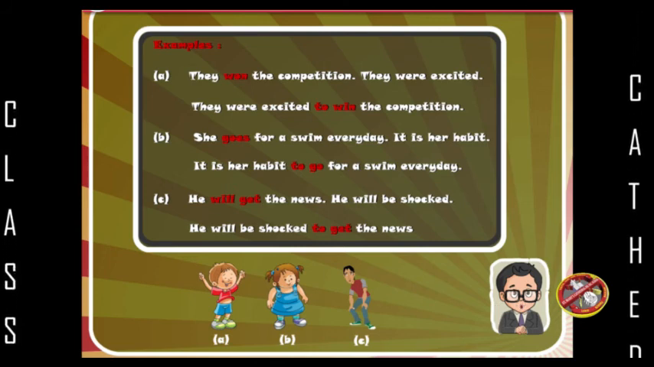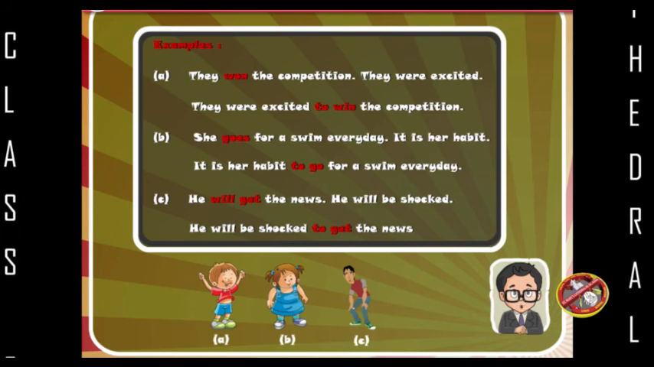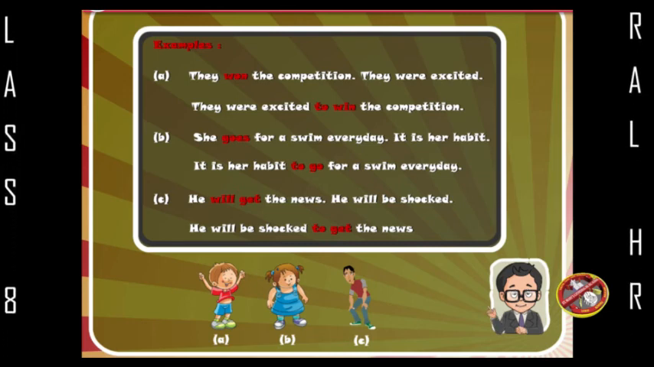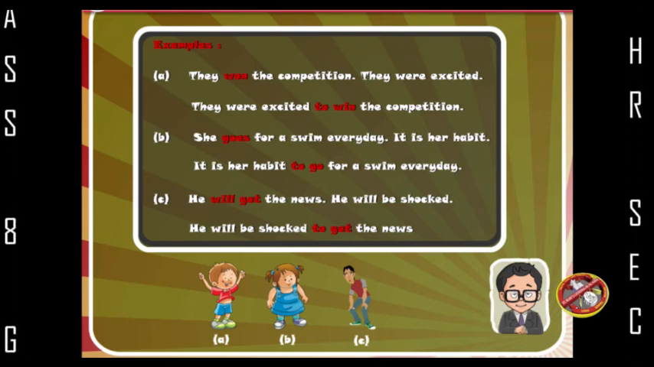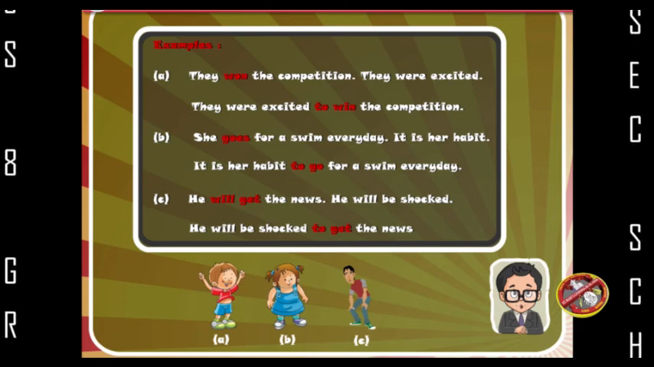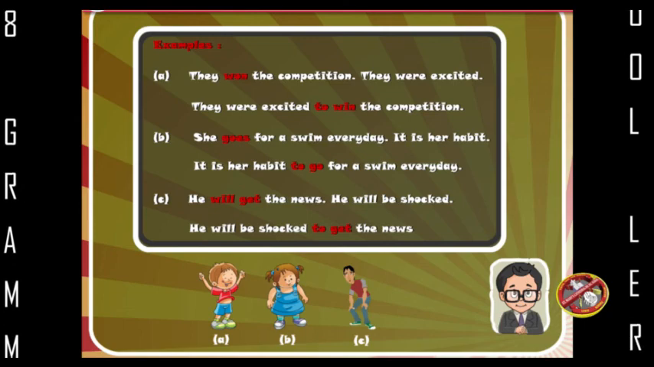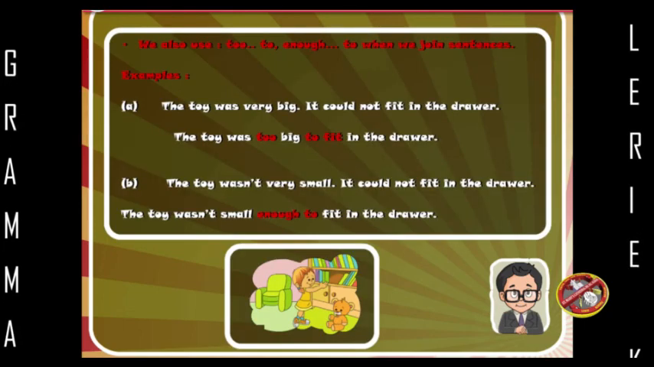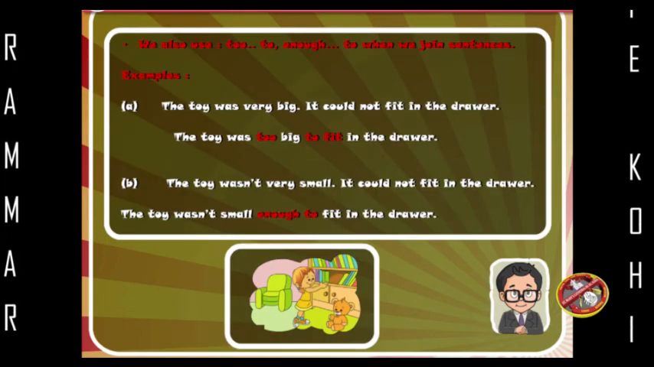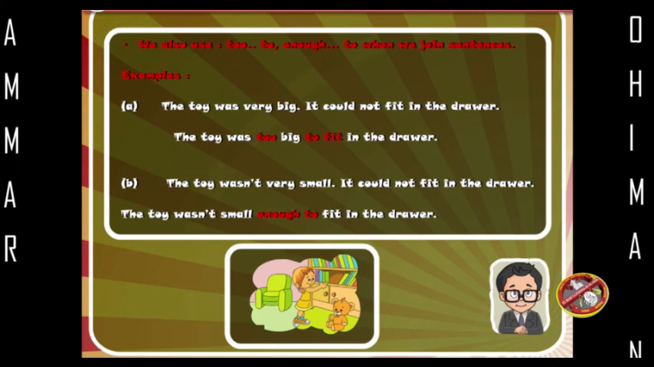She goes for a swim every day. It is her habit. It is her habit to go for a swim every day. He will get the news. He will be shocked. He will be shocked to get the news. We also use too, enough, to when we join sentences.